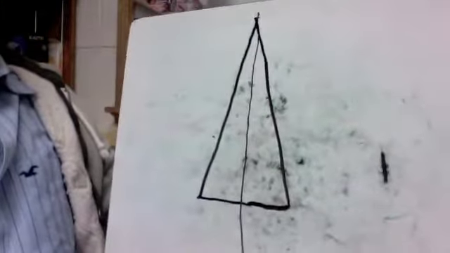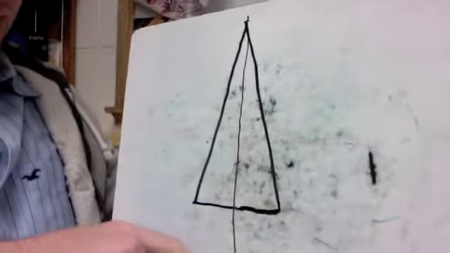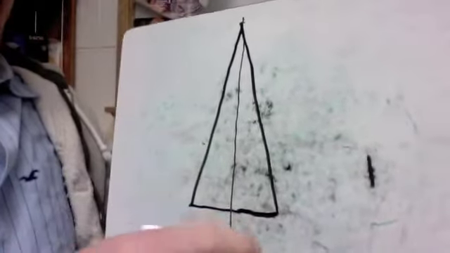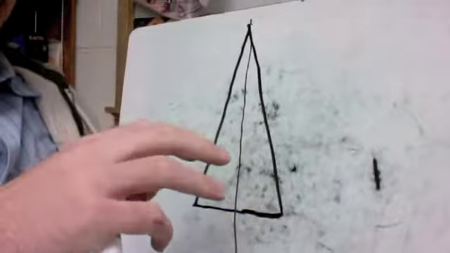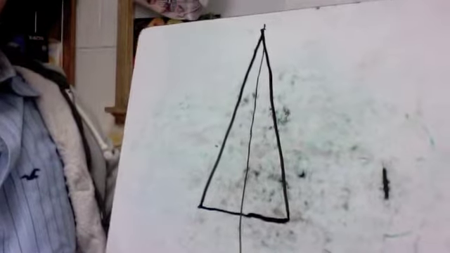As long as you have a shape where you can only have one line of symmetry, where it's the same on one side as it is on the other, and it doesn't have two or three, then you would have got this question right.